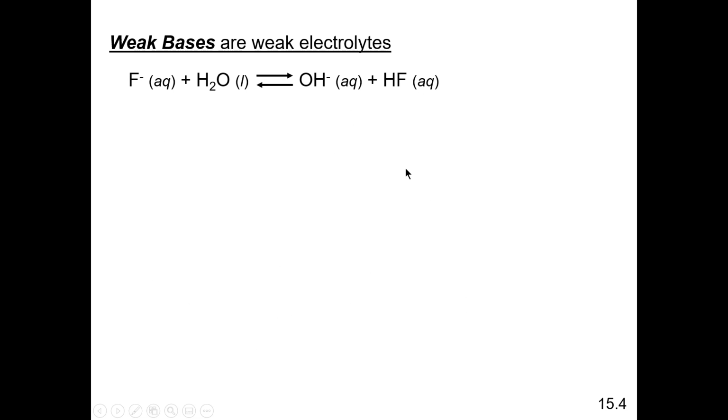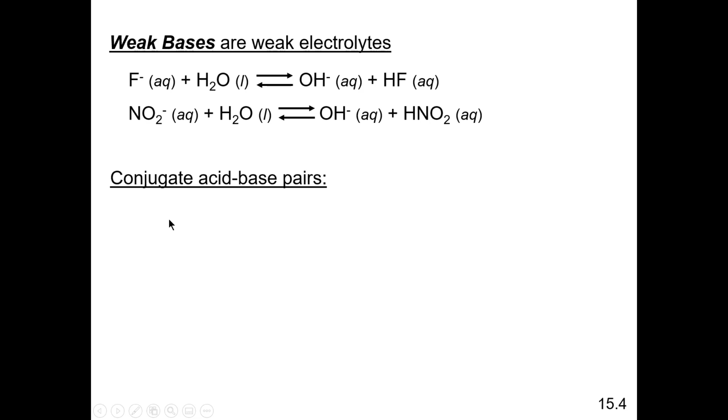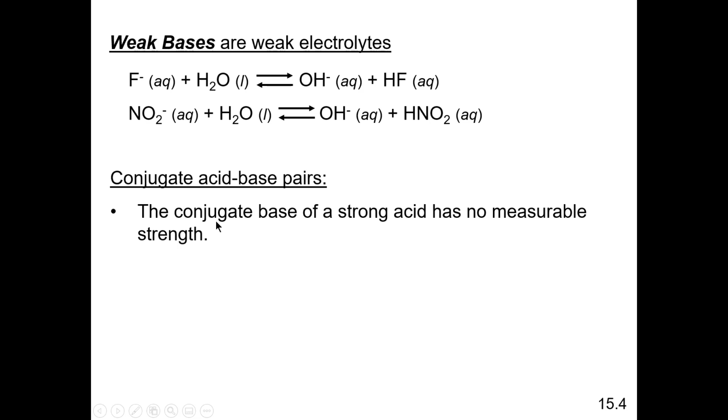Then we have weak bases such as the fluoride ion, all right, such as the nitrite ion, and then we have what are known as conjugate acid-base pairs. So remember, the conjugate acid of a base is what's formed when the base accepts a proton, and the conjugate base of an acid is what's formed when an acid loses a proton.